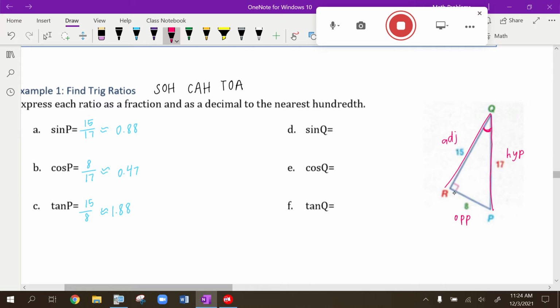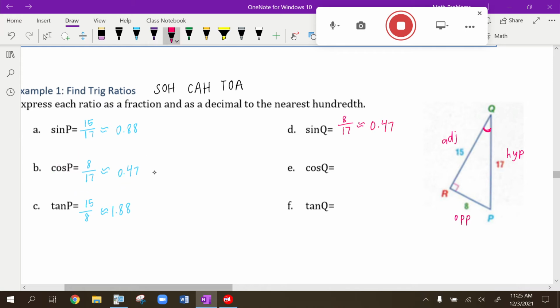Remember, adjacent is the one that makes the angle, but it's not the hypotenuse. Remember the word adjacent, it means next to. It has to be next to the angle. For sine, I'm going to do the opposite over the hypotenuse. So it's going to be 8 over 17. In my calculator, I already did this one. I know that it's 0.47.